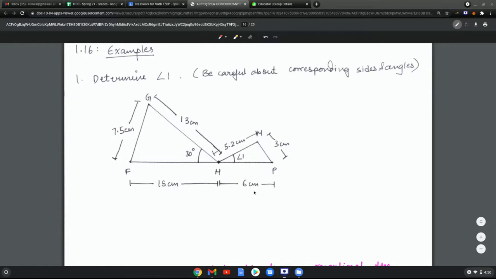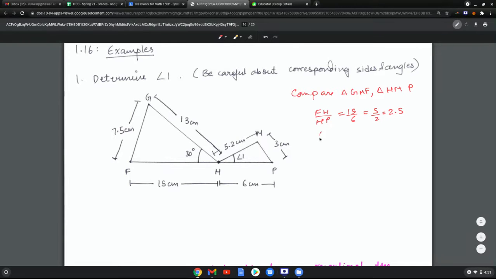First of all, I'm going to compare triangle GHF and triangle HMP. To do that, I take FH divided by HP, and that's 15/6, which comes out to 5/2, which is 2.5.